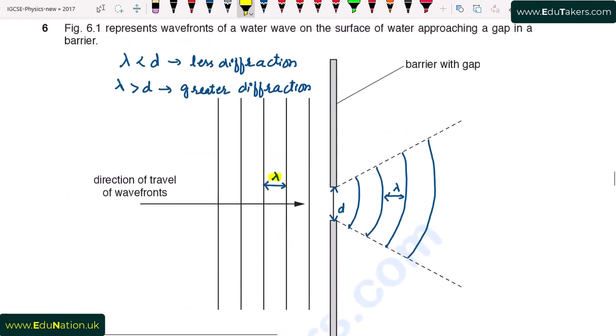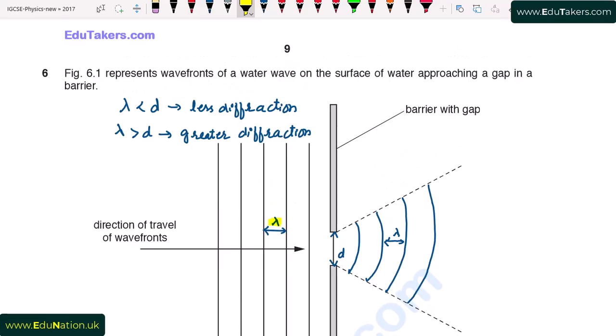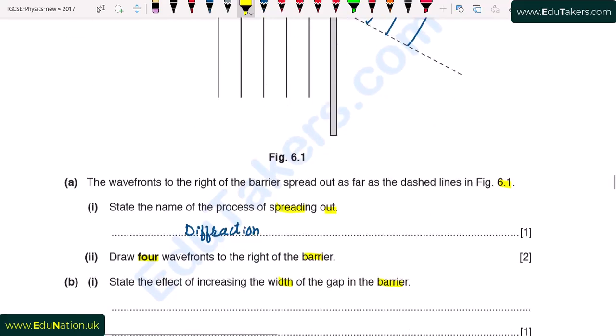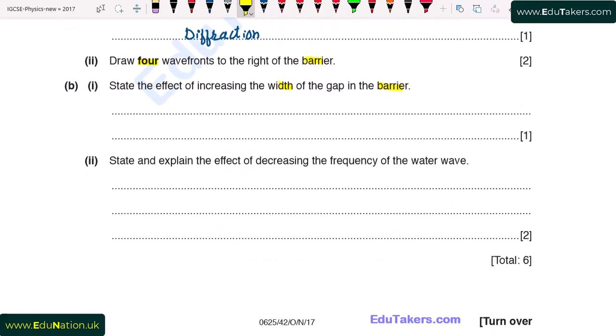So going back here, the gap is greater as compared to wavelength, so there will be less diffraction. I write here, the diffraction will be less.